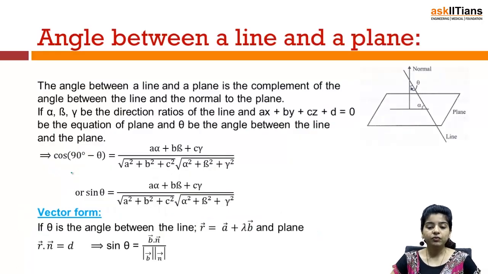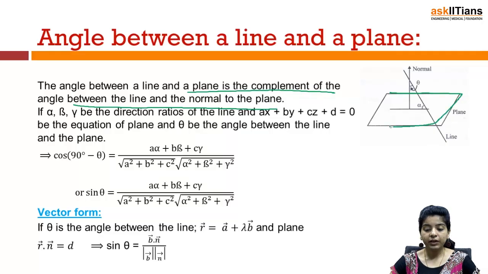Now we have the angle between a line and a plane. The angle between a line and a plane is the complement of the angle between the line and the normal to the plane. Suppose we have a plane, this is the line and this is the normal to the plane. So the angle between this line and the plane is the complement of the angle between this line and the normal to the plane, right?